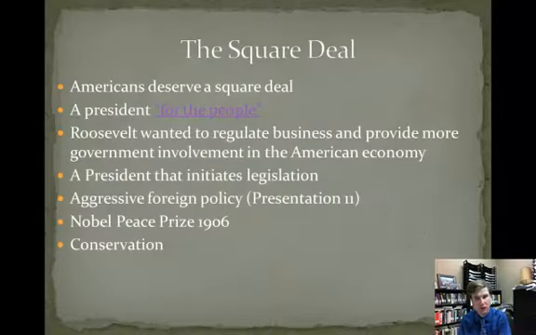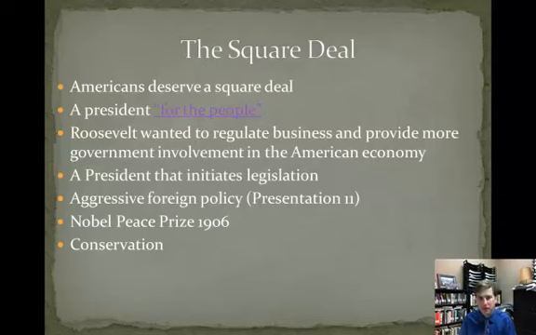He said Americans deserve a square deal. And basically Roosevelt said he was a president for the people, and I have a link there that you should watch. But Roosevelt wanted to regulate business and provide more government involvement in the American economy. He wanted to be a president that initiates legislation. Of course, he had his aggressive foreign policy.